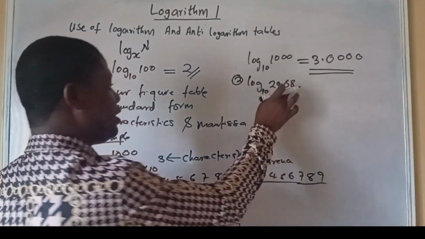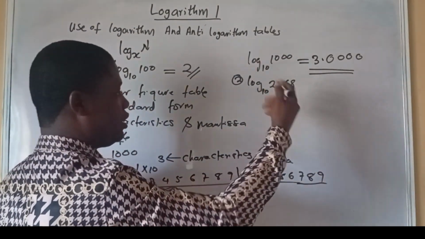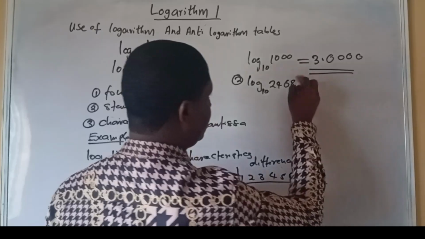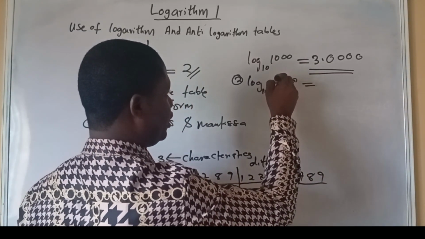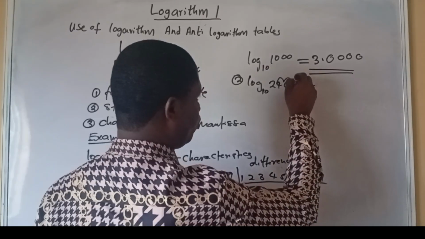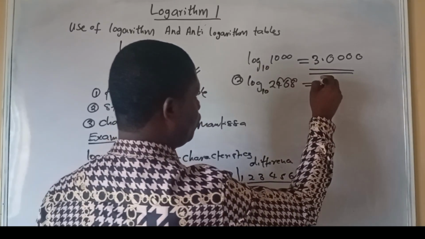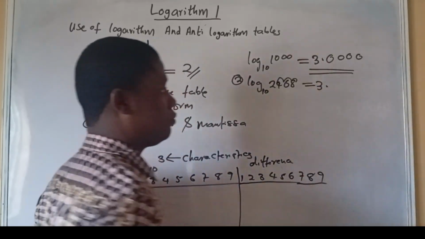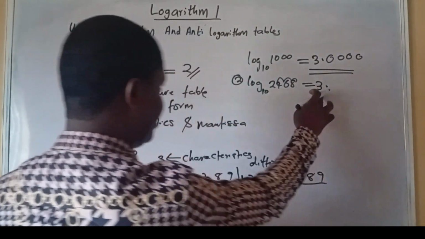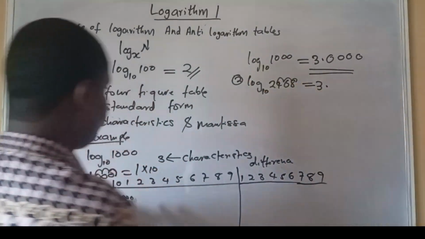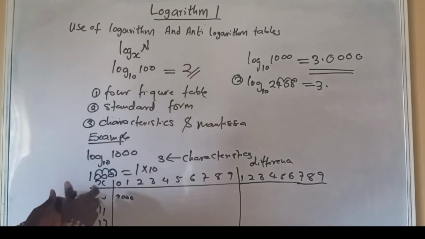So we need to put this number in standard form. For us to do that, we have to count: 1, 2, 3. We counted 3 places, so we have 3 as the characteristic. For the mantissa, we have to look for it using the logarithm table.